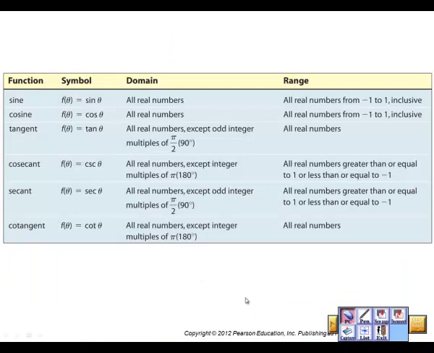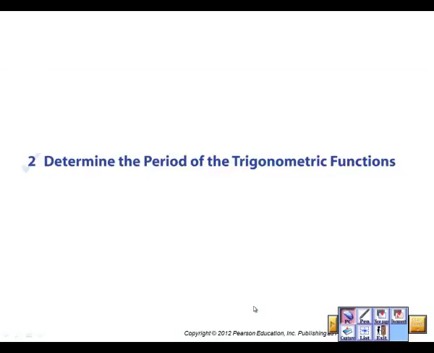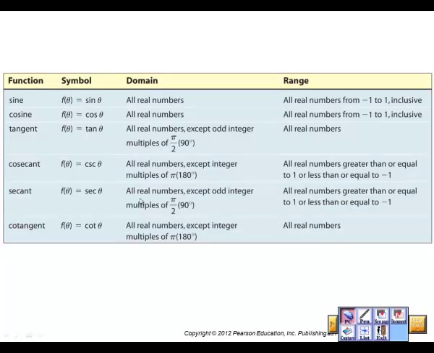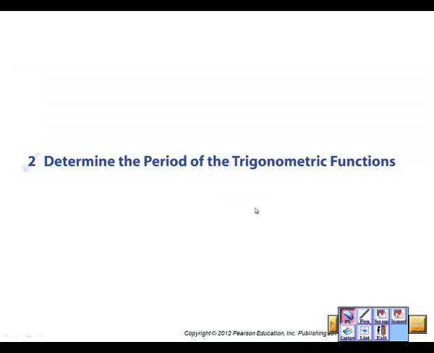Okay, and so we are given the domain and range for our 6 trigonometric functions, which we just went over. Alright, and when we get into graphing, you will see why the range for sine and cosine is between -1 and 1, and tangent is all real numbers, and so on. Well, when we get to graphing, we'll get more into the range part. Okay, determine the period of the trigonometric functions.